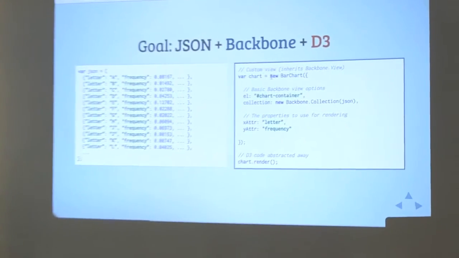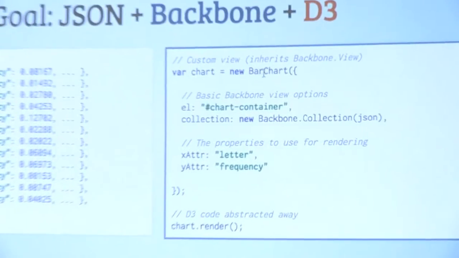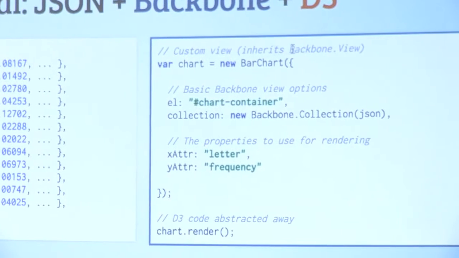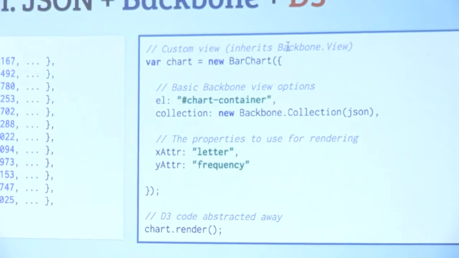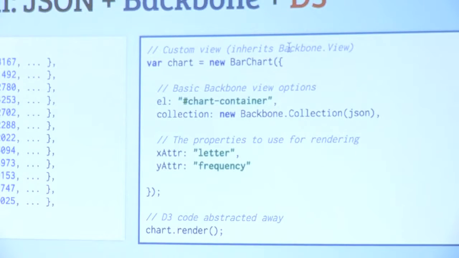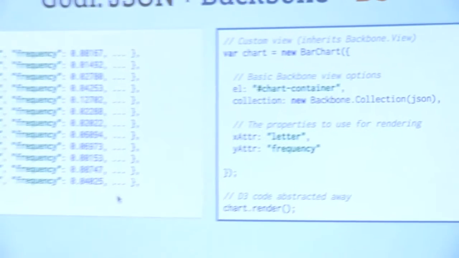So we're creating a new object here. It's an object that inherits the Backbone view, so it has a lot of functionality built in that makes it really good at handling something that lives in the DOM. And then we just give it an element. This is a selector. Okay, let's put it in this element. This collection here is just the data to use. We just wrap it in a Backbone collection because it has some nice functionality, but you don't have to care about it now. It basically looks like this JSON here.